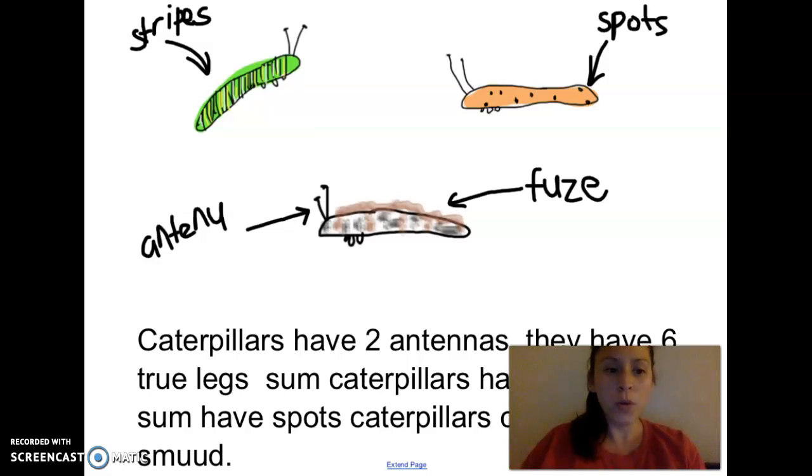Okay, so what you're going to do is you're going to use your tree map from last week and you're going to make a picture with labels and write about what your animal looks like.